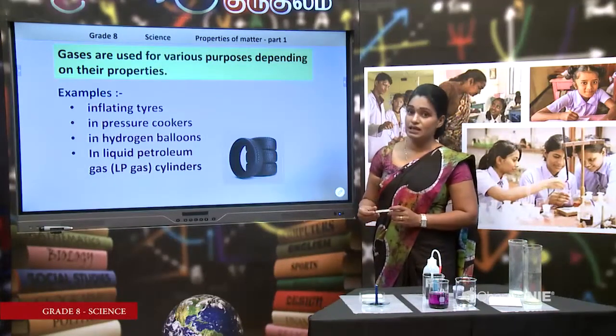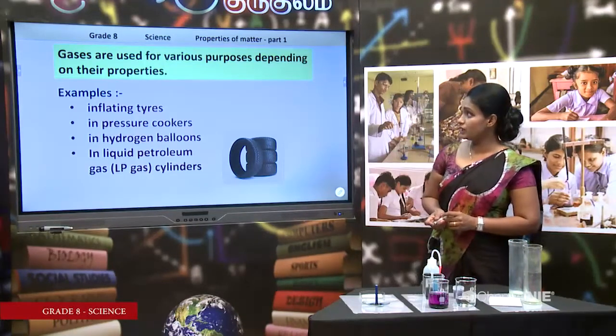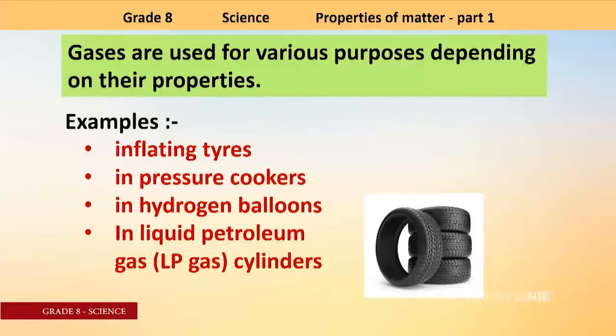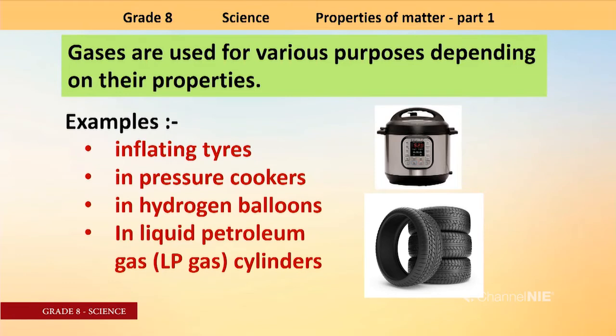Then gases are used for various purposes like this. First one, you can see the inflating tires. In this case, normal air or nitrogen gas can be used. Then the second one, in pressure cookers. You know, pressure cooker is a very useful instrument. The pressure generated inside the pressure cooker is used to cook our food very quickly.